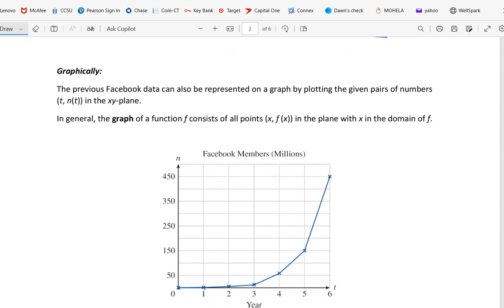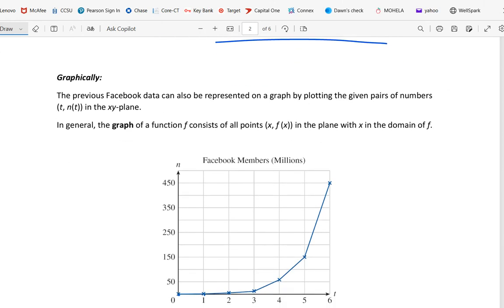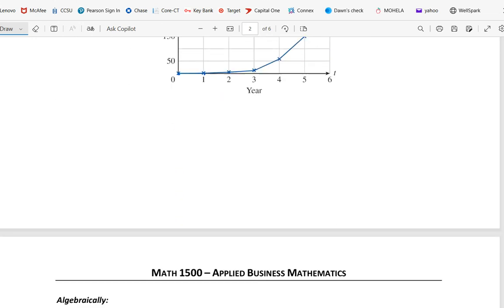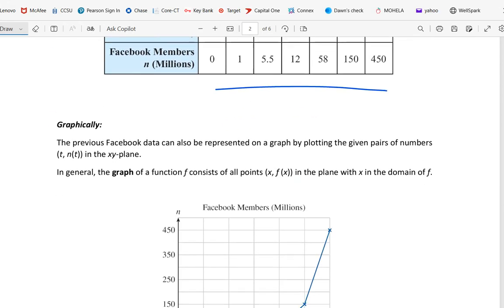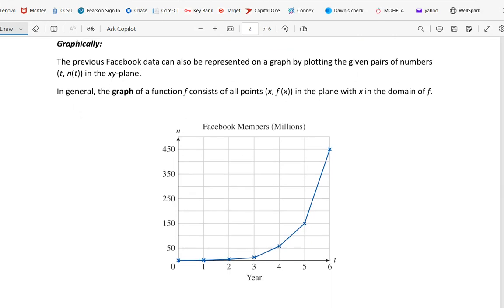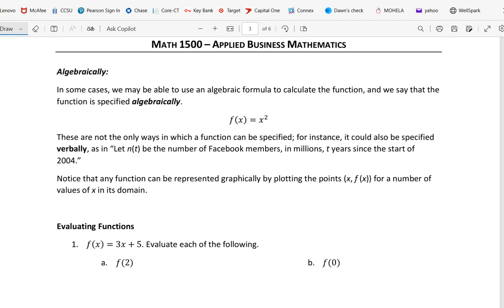After 3, there were 10 million. In year 4, they had 58 million. In year 5, 150 million. So you can see the graph, and you see the rate at which Facebook grew in popularity. Okay. So I can represent functions numerically in a table, graphically on a graph. I can also represent them algebraically using an equation. f of x equals x squared is a function. Okay.